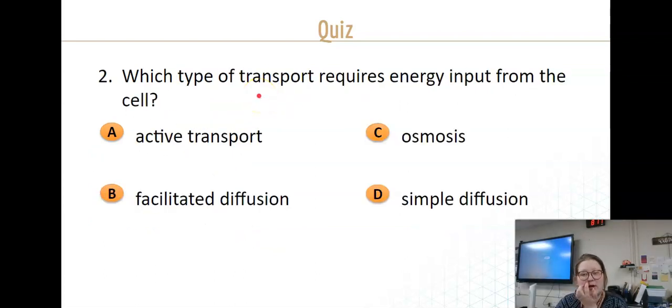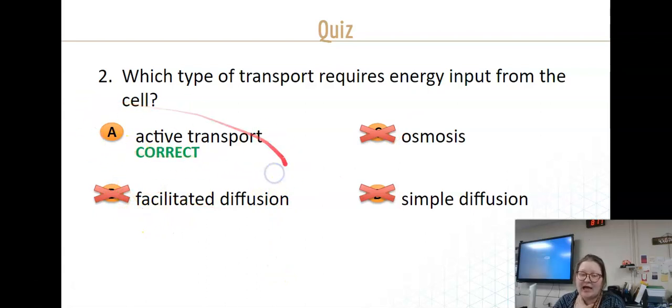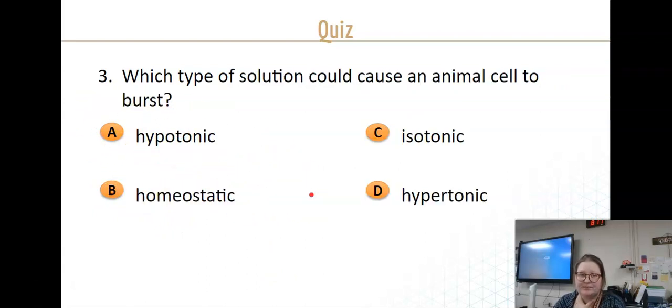Which type of transport requires energy input from the cell? Active transport, facilitated diffusion, osmosis, or simple diffusion. Simple diffusion takes no energy, neither does osmosis, and neither does facilitated diffusion. Only active transport takes energy.